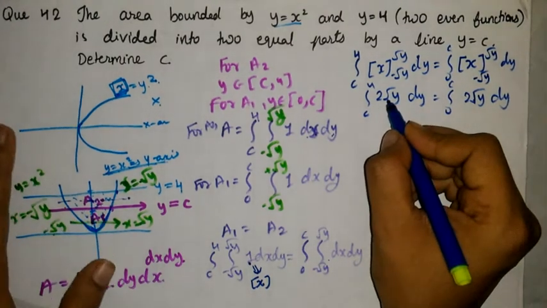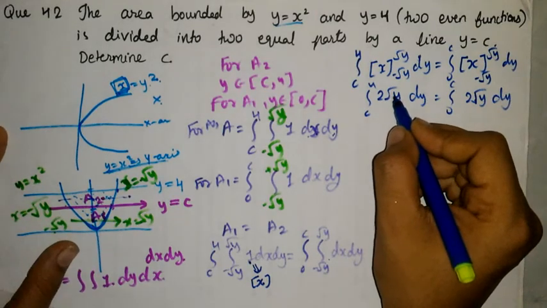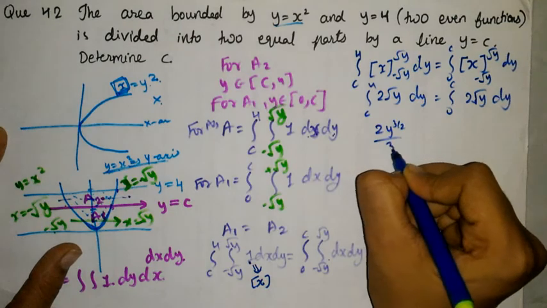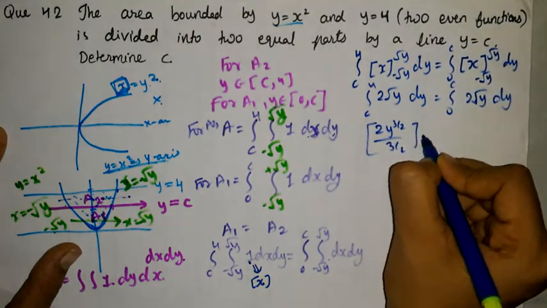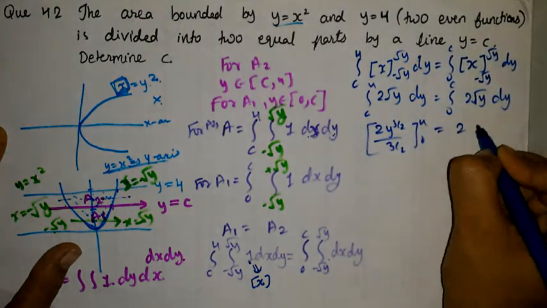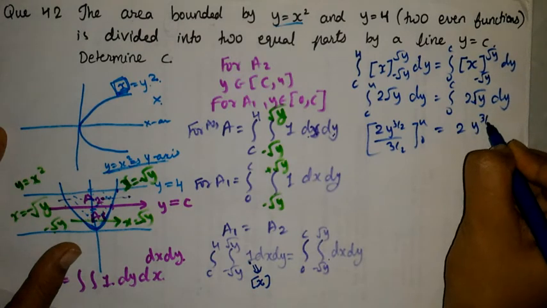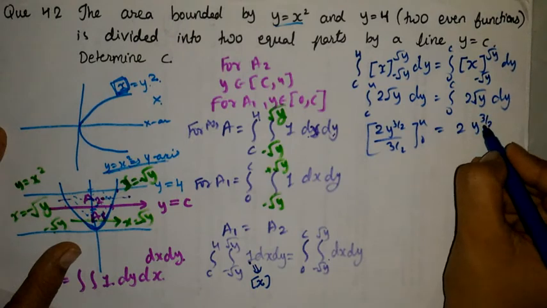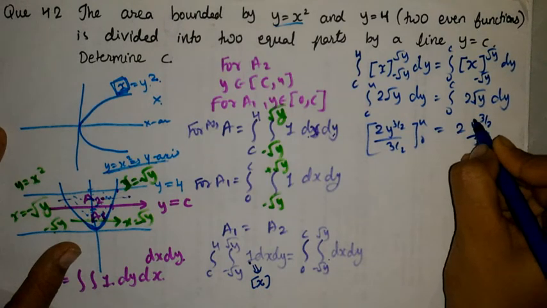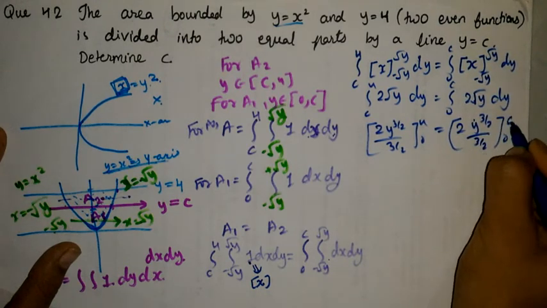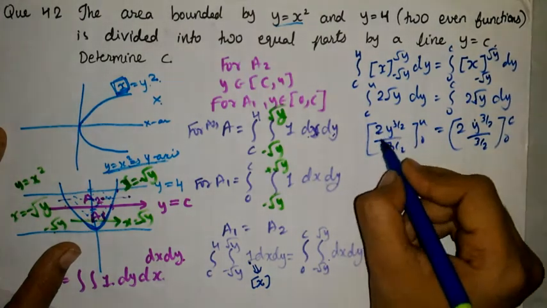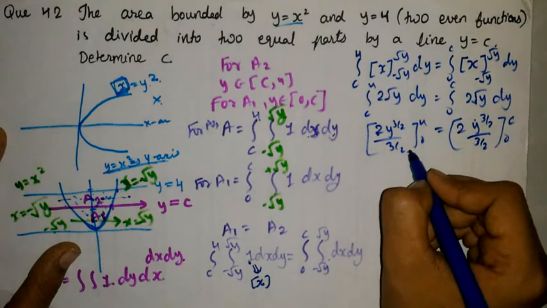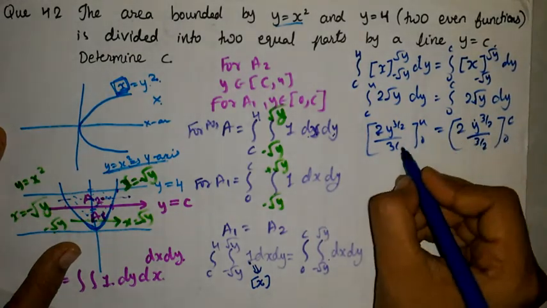Now when we integrate this term with respect to y, we get 2 into y raised to 3 by 2 upon 3 by 2 limited from c to 4, that is equal to 2 into y raised to 3 by 2 upon 3 by 2 limited from 0 to c. Integration of y raised to 1 by 2 is y raised to 1 by 2 plus 1 upon 1 by 2 plus 1. So we can see that 2 is the same on both sides and 3 by 2 is also the same. So this constant will get cancelled.